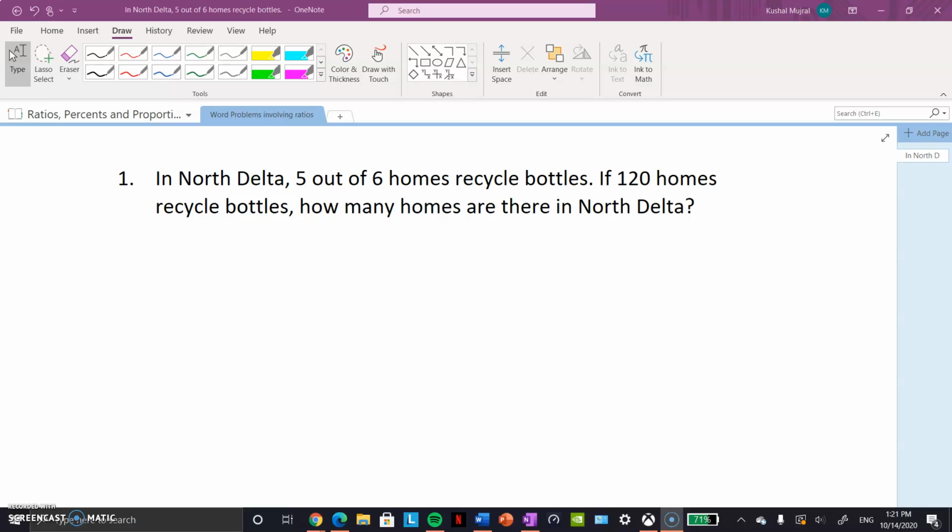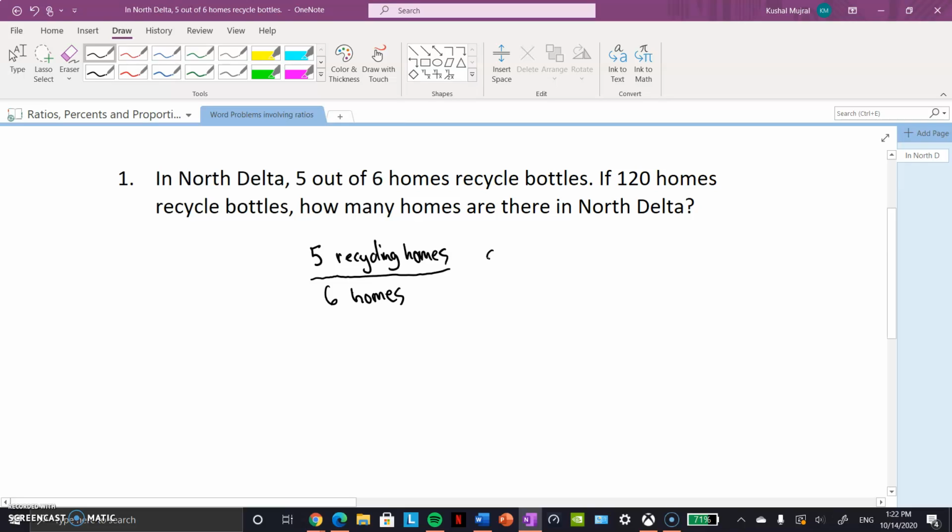In North Delta, 5 out of 6 homes recycle bottles. So there's 5 recycling homes per 6 homes. Okay, so this ratio would be 5 to 6. If 120 homes recycle bottles, how many homes are there in North Delta?